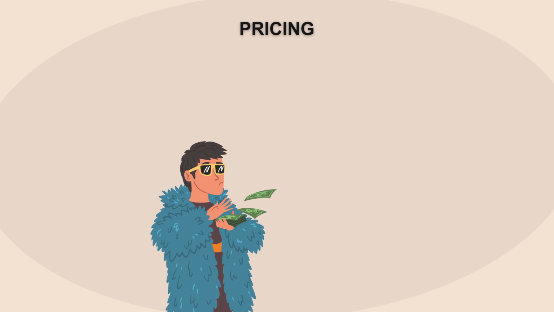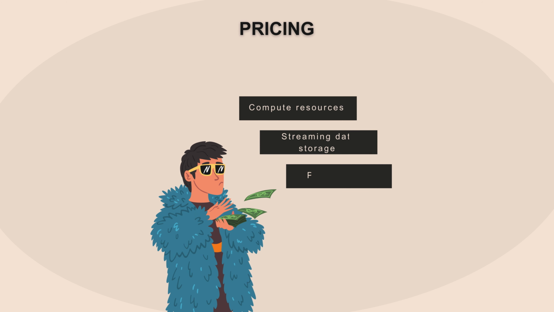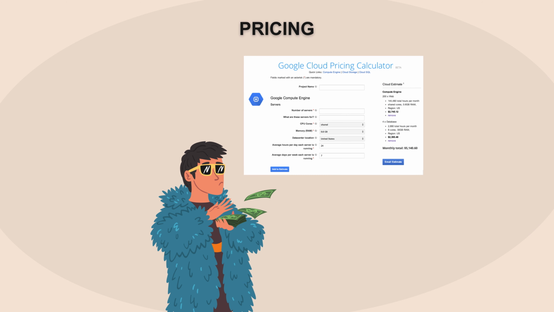Dataflow's pricing is based on the resources consumed during job execution, including Compute Engine resources and additional charges for streaming data storage and data processing. Prices vary depending on the region and specific resource types used, such as memory and CPU. Google Cloud provides a pricing calculator to estimate costs based on expected usage.